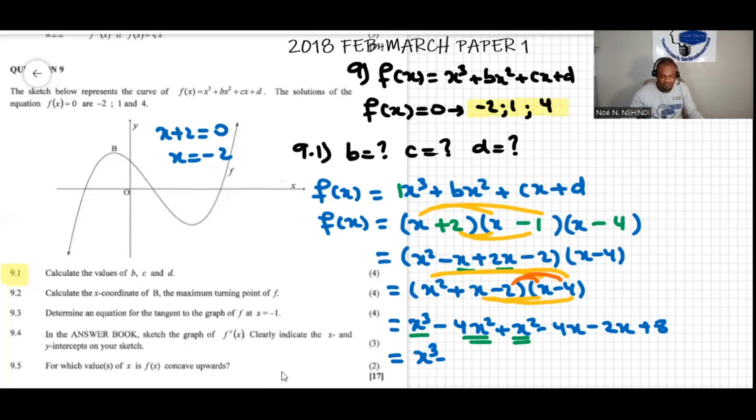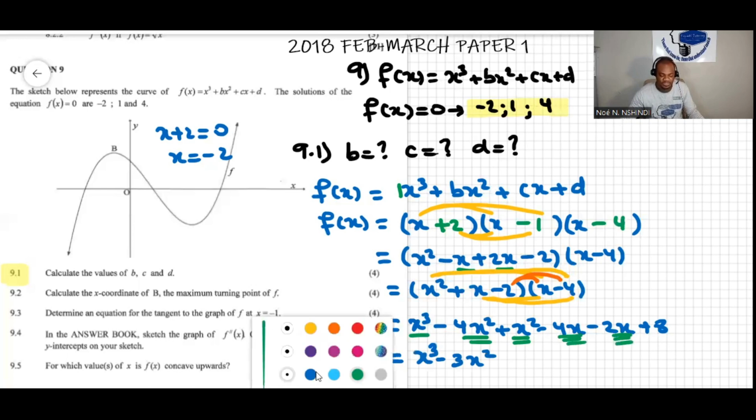That makes -3x squared. And then the terms that end with x, they're there, and this will be -4x minus 2x. That makes -6x, and then plus 8.